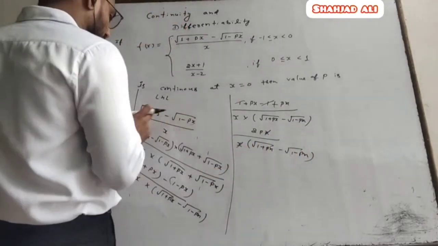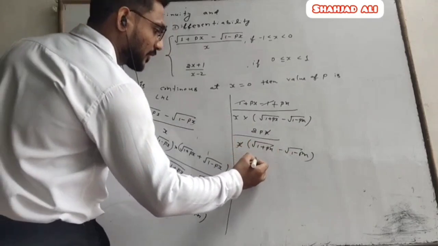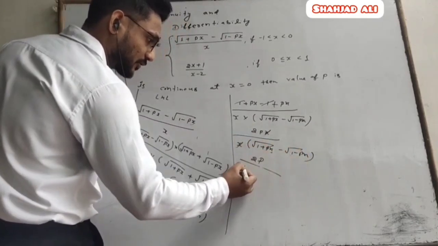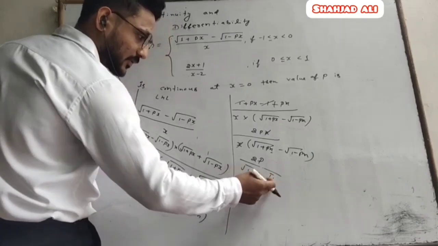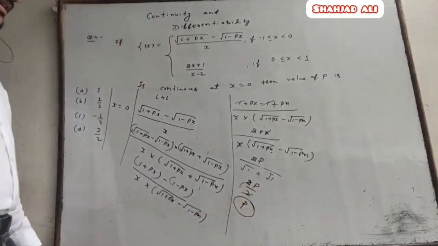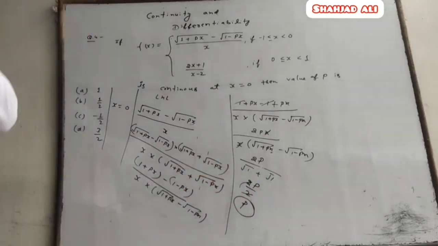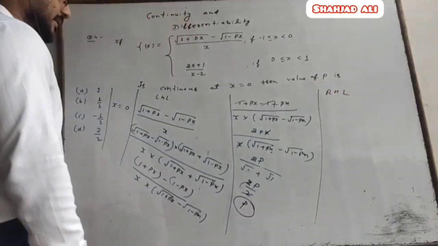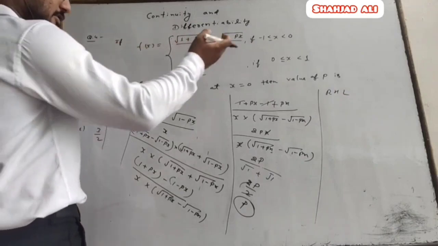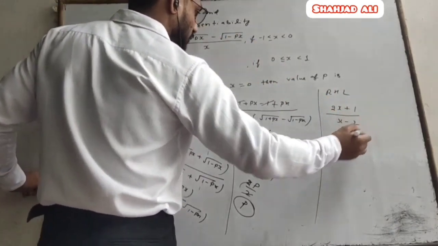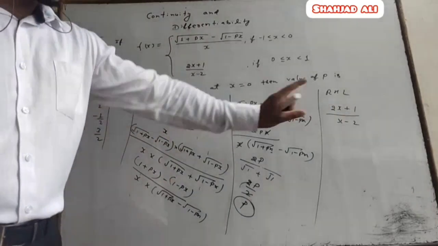And now you can put x equal to 0 in this value, so this will be 2p. When you put 0 over here, this will become 0, this will become 0, so this will be root 1 plus root 1, which is 1 plus 1 means 2, so 2p upon 2, so it will be p. Okay, so left hand limit is coming p. Now just go for right hand limit. Right hand limit means when x is greater than 0, in this case 2x plus 1 upon x minus 2, and here you can directly put x equal to 0.